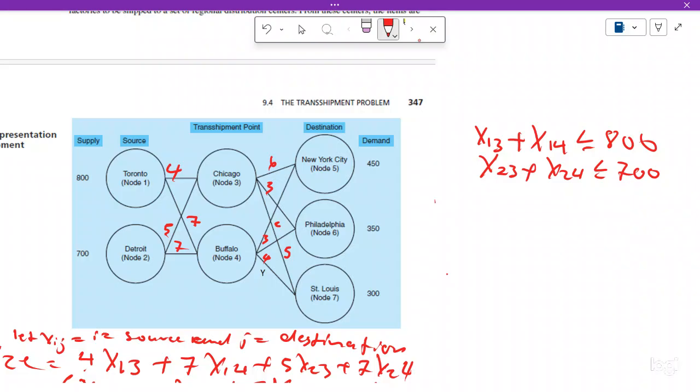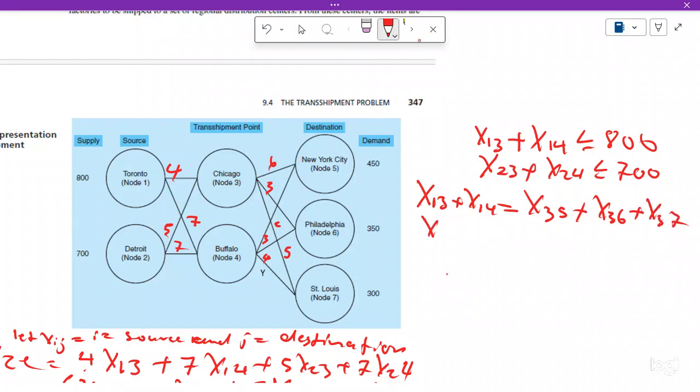It's a middle point. Whatever I'm receiving from x13 and x14, I'm going to distribute it from x35, x36, x37. You see that? So I better write that now. The book is not doing that, but I'd rather do it there. x13 plus x14 equals x35 plus x36 plus x37.